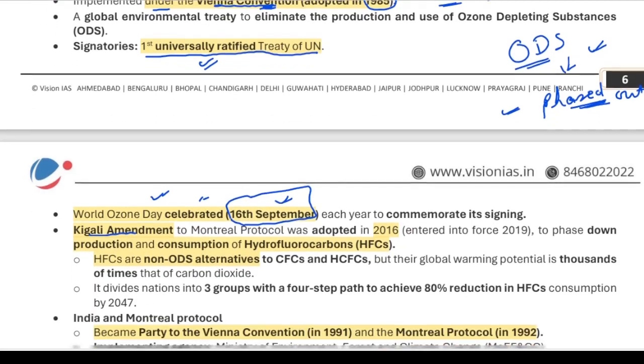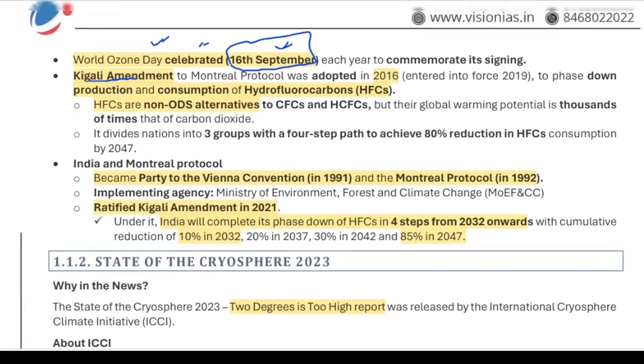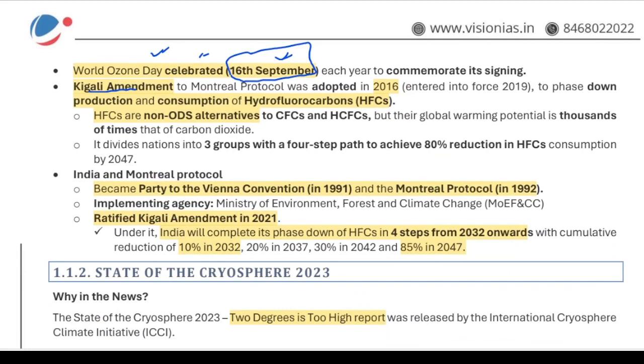Now, the Montreal Protocol was all about, we know, ozone depleting substances. After some time, what happened? Instead of ozone depleting substances, we started using hydrofluorocarbons, HFCs. What are these? First you must remember what these are used for. Why are we making ozone depleting substances? These are the substances we are using in our refrigerators.